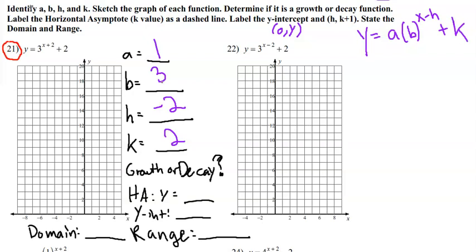Okay, this base is bigger than 1, so it is a growth. Our horizontal asymptote is y equals 2. It's just whatever the k value is. The y-intercept, we have 0, comma, and if we have 3 to the second plus 2, that's 9 plus 2, that's 11. So (0, 11).